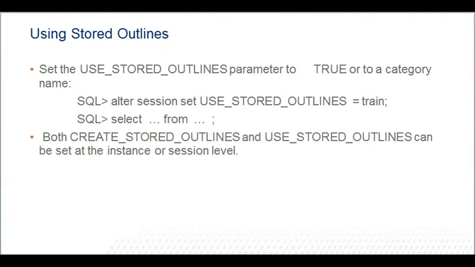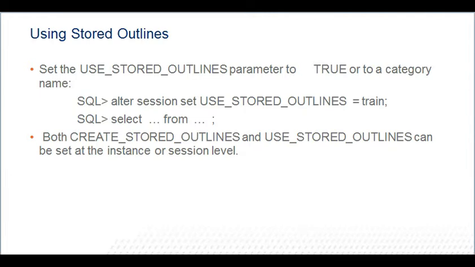Using stored outlines. If use_stored_outlines is set to true, then outlines from the default category are used. If this parameter is set to a category name, then the outlines from that category are used. If there is no matching outline in that category, but there is one in the default category, then that outline will be used. The statement must match the text of the statement in the outline. They are compared using the method of comparing cursors in the shared pool. This means that hints in the outline have to be used in the statement text to cause a match. Values in bind variables do not need to match.